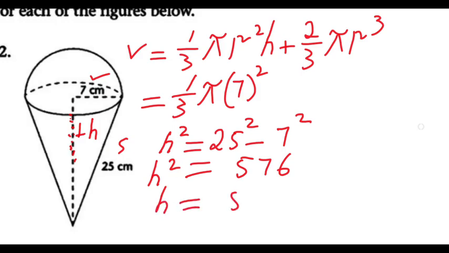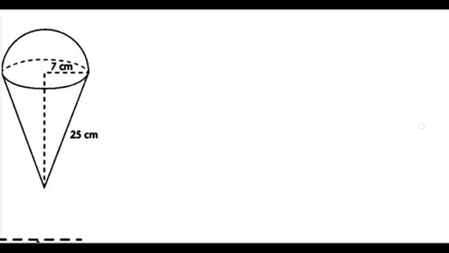Therefore h squared is 576, so h is the square root of 576. The answer h will be 24. So the h is 24 here. So I need to find the volume of this shape now.